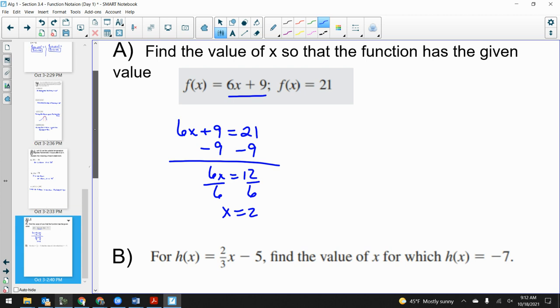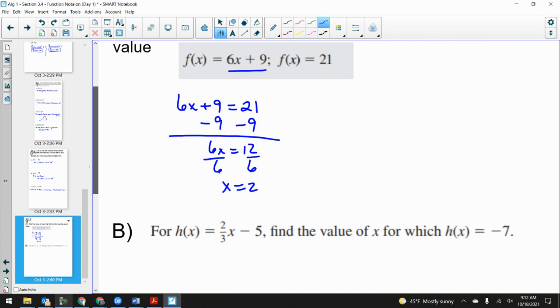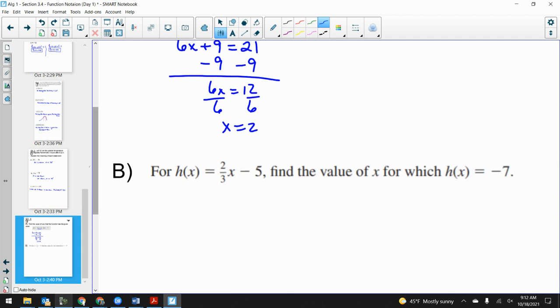So now, do you notice how I'm changing the name of my function? This was f of x, now it's h of x. That's the first time we've changed it. All that means is it's got a different name. Okay? Just a different letter that we use. So h of x is 2/3 x minus 5. And I want to find the value of x when h of x is negative 7.